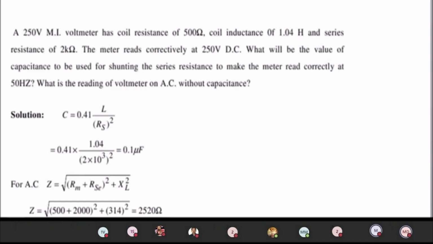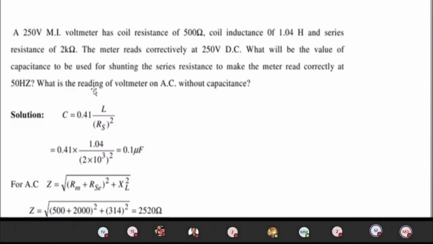Okay, the coil inductance has been given. We have to find the reading of voltmeter on AC without capacitance. Again, we have to use the formula C equal to 0.41 into L by Rs the whole square, where L stands for inductance, and as usual Rs stands for series resistance, which has been given as 2 kilo ohms, and inductance has been given as 1.04 Henry. So if you substitute in the formula, you will get the capacitance value as 0.1 microfarad.